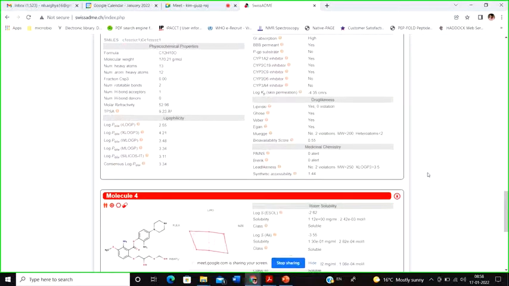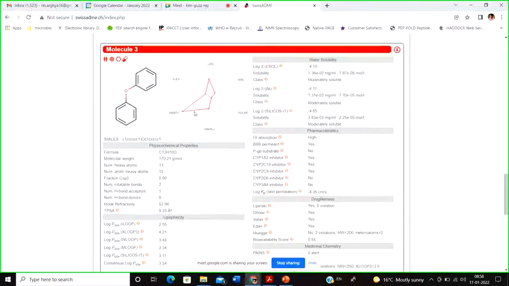This is going to give you different results, and depending on the result you can edit the structure. If you are seeing such a molecule, you have to reduce the unsaturation so as to increase the bioavailability score and the water solubility and everything.